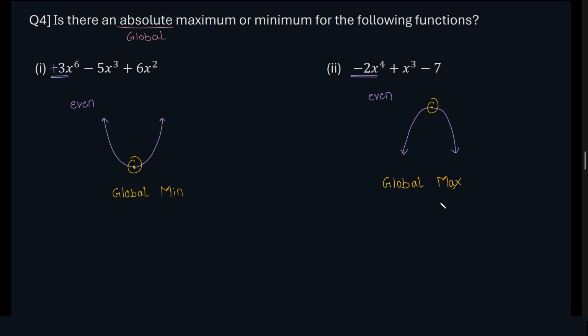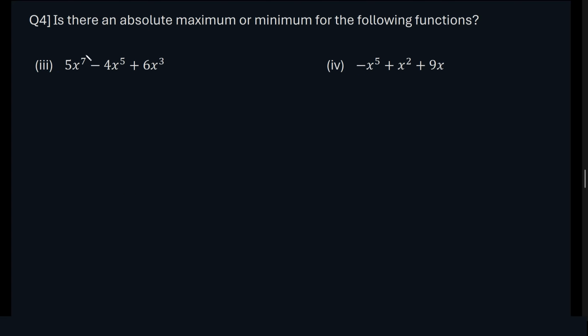In the third function, the degree is 7, that means we have an odd polynomial. And the leading coefficient is positive, so the graph will be something like this. Since both the arrows are going to infinity, we do not have any global extrema here.